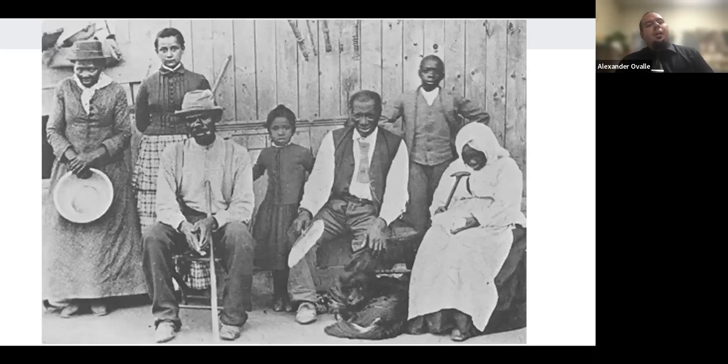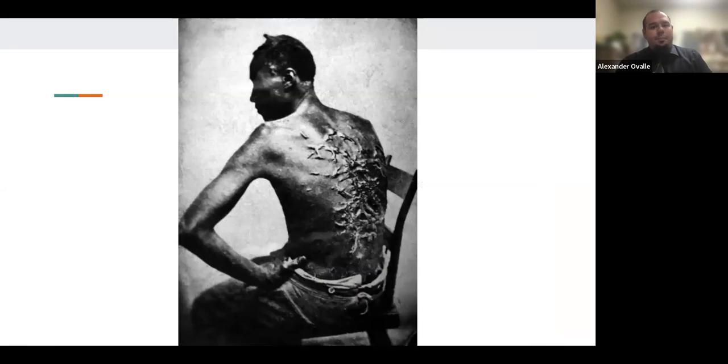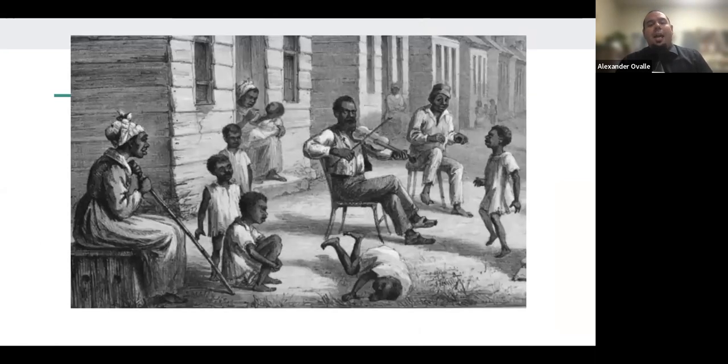Here's a picture of a group of slaves picking cotton. Obviously, we know slaves were horribly mistreated. And slaves also built their own communities, since they didn't have anything else but work and themselves.